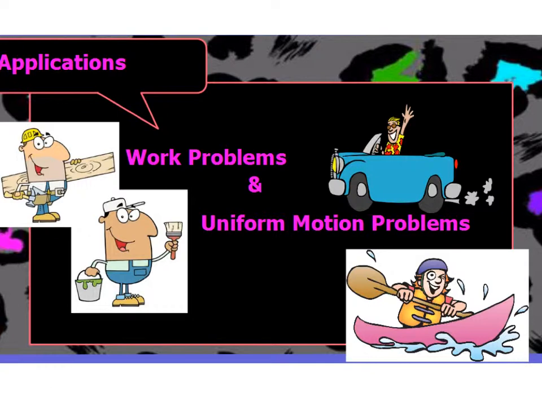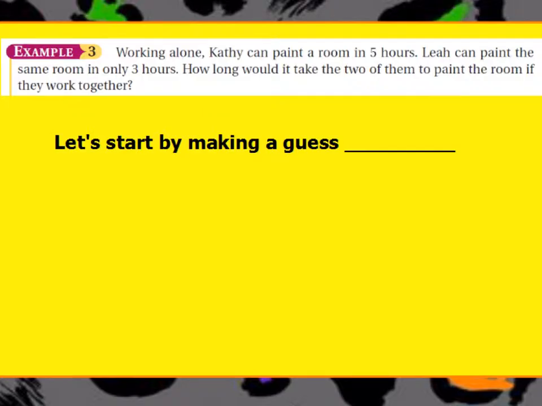So let's start with some work problems. All right, so if you look at this scenario, it says that working alone, Kathy can paint a room in 5 hours. Leah can paint the room in only 3 hours. How long would it take the two of them to paint the room together? So I think the first thing to do here would be to make some sort of a guess as to what we think would be a reasonable answer. How long do you think, if they both were painting, go ahead and make a guess, how long do you think it would take them if they worked together?